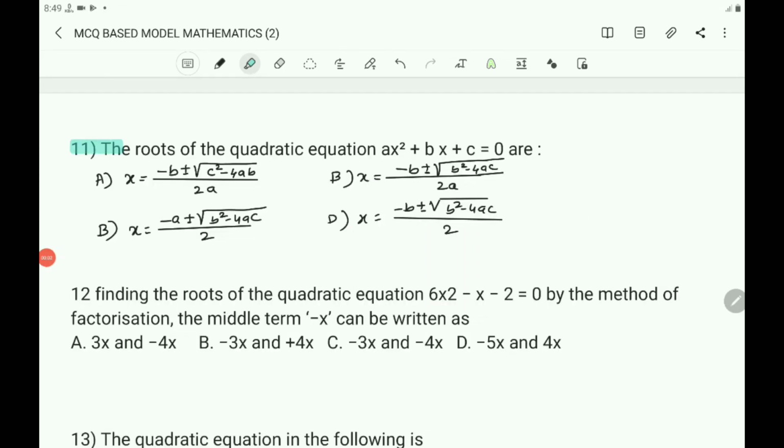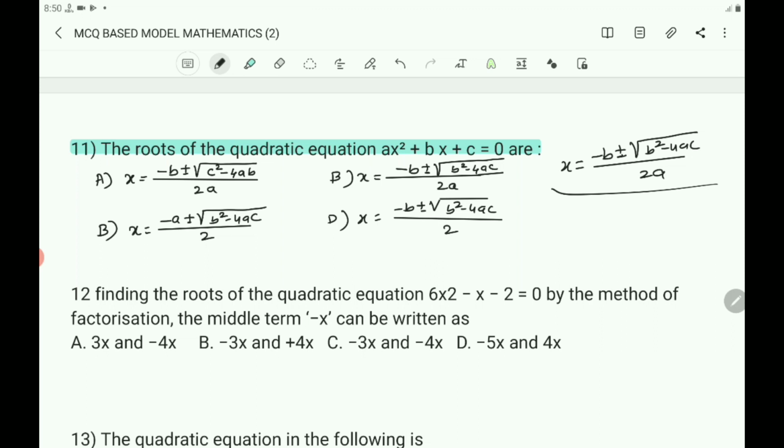Now the 11th question. The roots of the quadratic equation ax square plus bx plus c equals 0 are? Children, you must know the formula to find the roots of the quadratic equation, and it is already discussed in the video lesson of the quadratic equation, important concepts, hints and basic concepts. So you go through that video, it will be clear. Now you must know that formula, the quadratic formula. What is that formula? x equals minus b plus or minus square root of b square minus 4ac, by 2a.